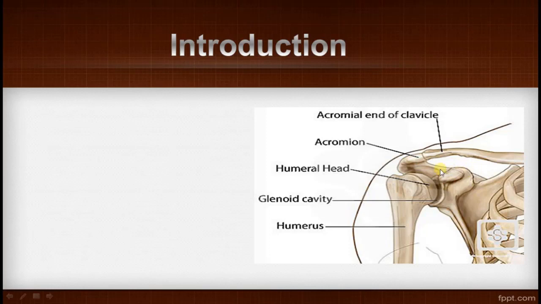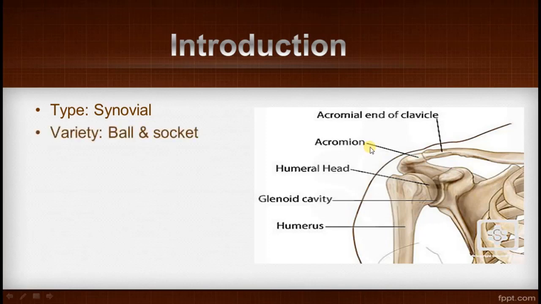Behind you see the spine of the scapula with the acromion, and the clavicle articulating with the acromion, forming the acromioclavicular joint. Basically the shoulder joint is a synovial joint, which means the joint cavity or the interior of the capsule is lined by synovial membrane. It is of ball and socket variety because the head of the humerus serves as a ball and the socket is served by the glenoid fossa of the scapula.